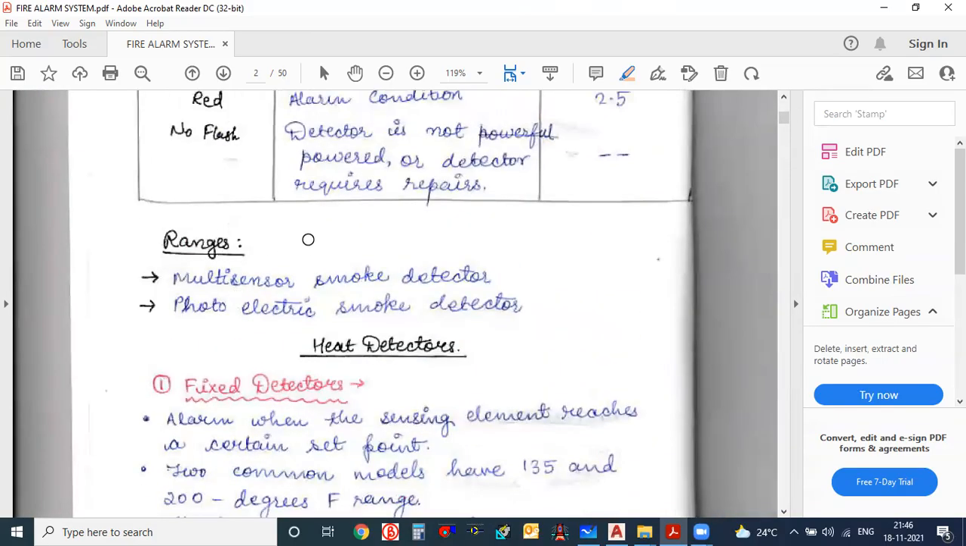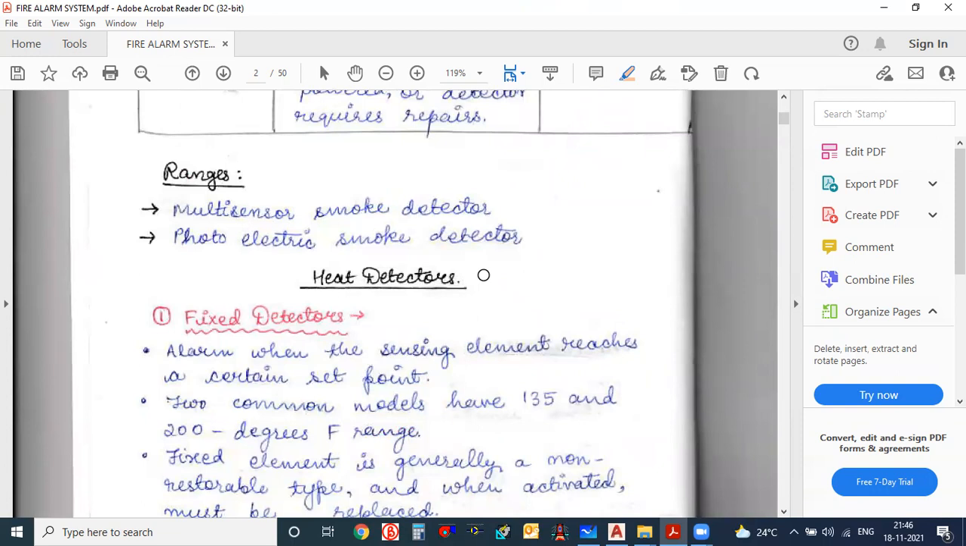Now we will see something about the detectors first, then we will enter into NFPA 72. So here you will see different ranges are given. The first one is the heat detectors. Now understand this: a heat detector is different and a smoke detector is different.